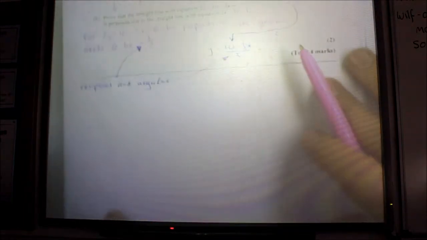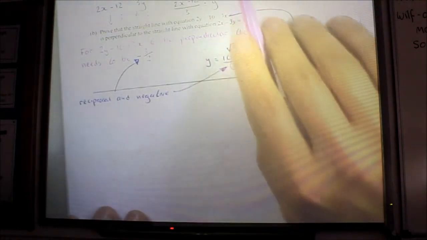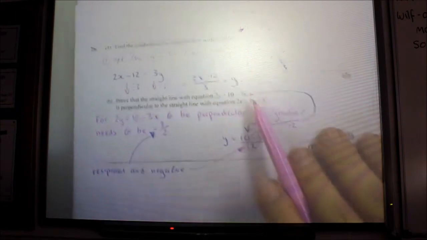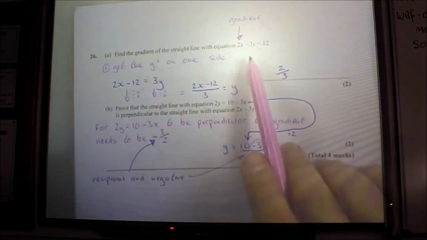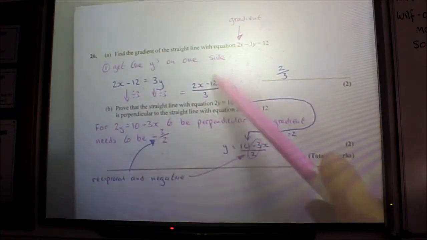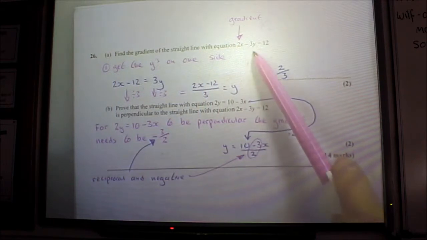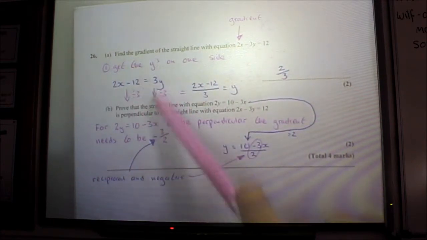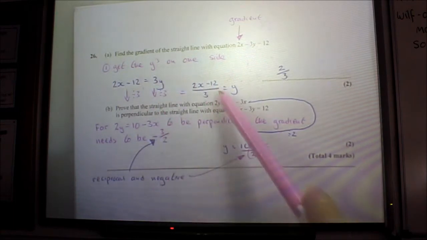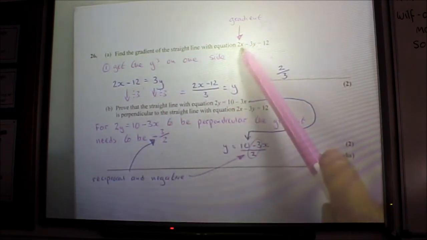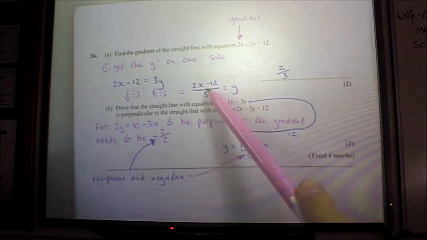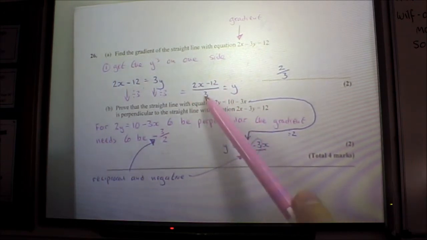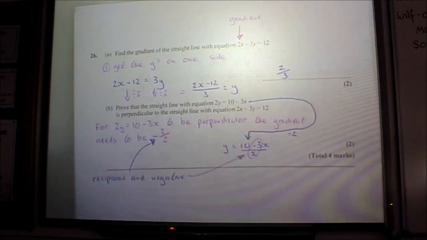Next one, question 26, getting near the end now. Find the gradient of the straight line with the equation 2x take 3y equals 12. Okay, here we go. Right, first of all, we want to get the y's on one side. So what I've done, I've added 3y to both sides and subtracted 12, so it gives me that. I've divided both sides by 3 to get y on its own, and the gradient is whatever the value of x is. So the value of x is actually 2 over 3, so the gradient is 2/3.